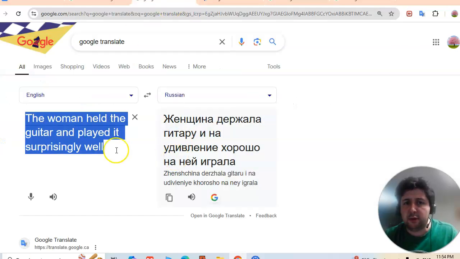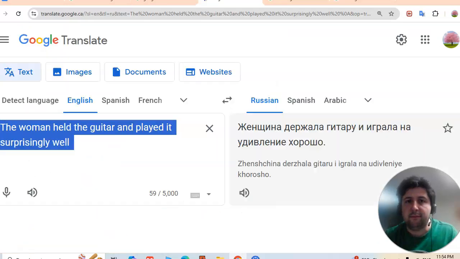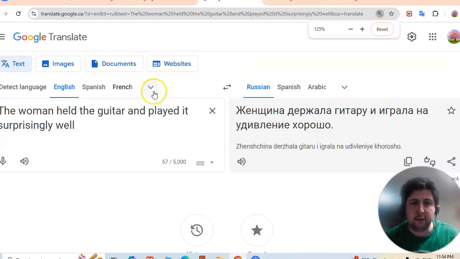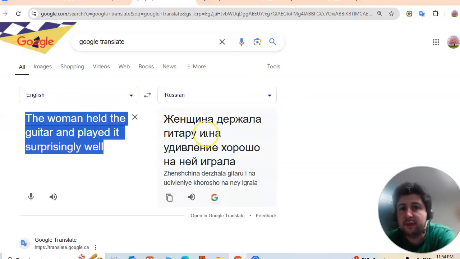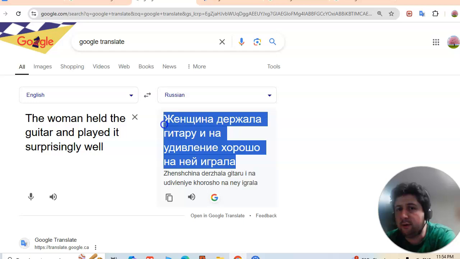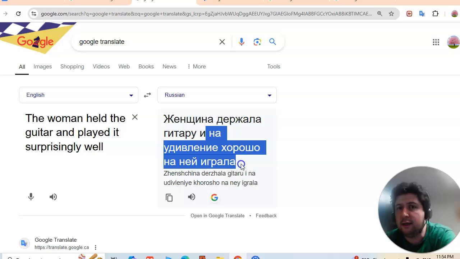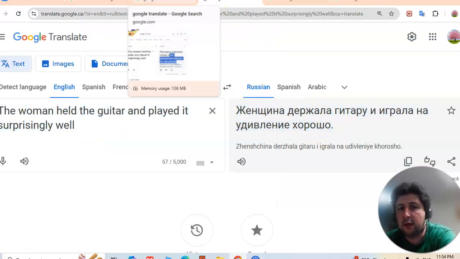Now, there's two Google Translates. There's this Google Translate, and then there's this Google Translate. I don't know why, in God's name, this is happening, but look: the woman held the guitar and played it surprisingly well. Женщина держала гитару и играла на удивление хорошо. This is slightly different from what you have here, because here it's и на удивление хорошо на ней играла. Even if you're not a Russian speaker, you notice there's a difference between these two translations, a slight difference in word placement.